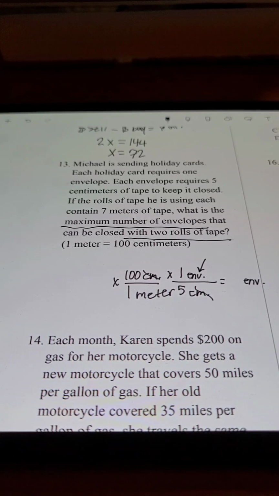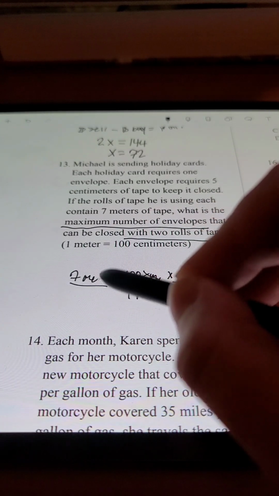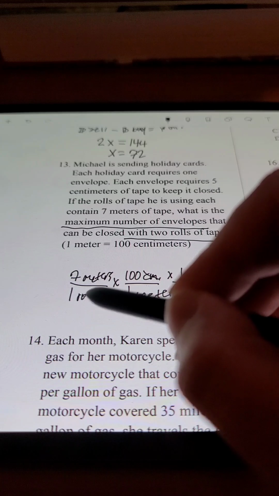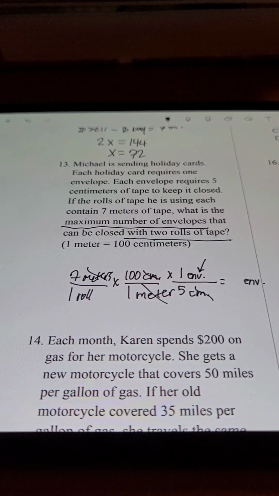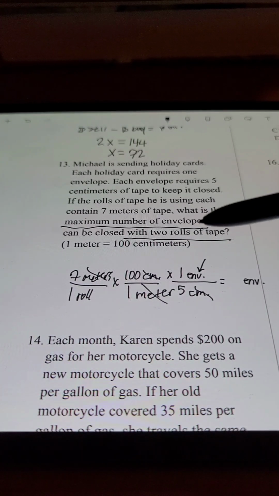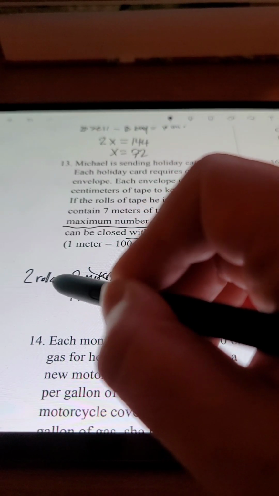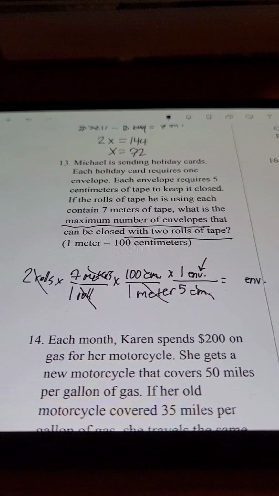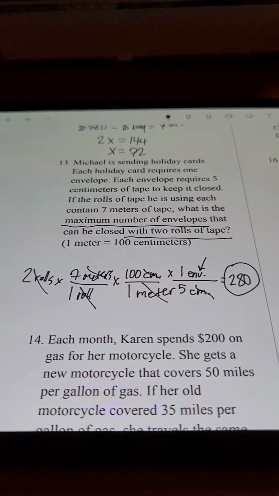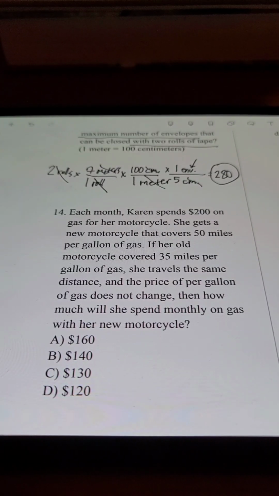Well, each roll of tape contains 7 meters of tape, so I'm going to use that relationship. 7 meters, 1 roll of tape. So meters and meters cancel out. Now I need to cancel out rolls. Well, we're specifically using 2 rolls of tape. So I'm going to multiply by the 2 rolls to cancel out rolls. Now I just need to do 2 times 7 times 100 divided by 5, and that gives me the maximum number of envelopes. And when I do that, I get 280 as my answer. Okay, pause read number 14 if you haven't already.